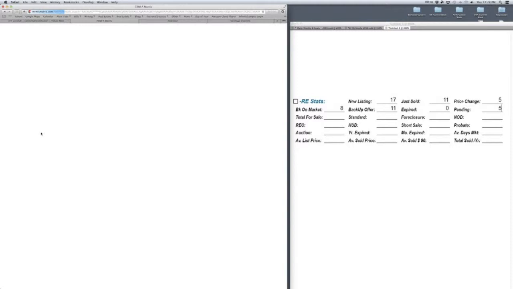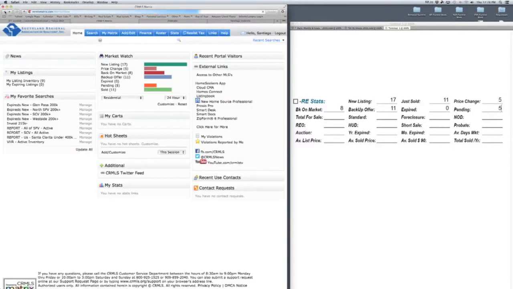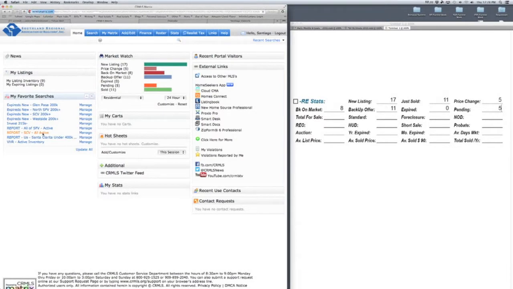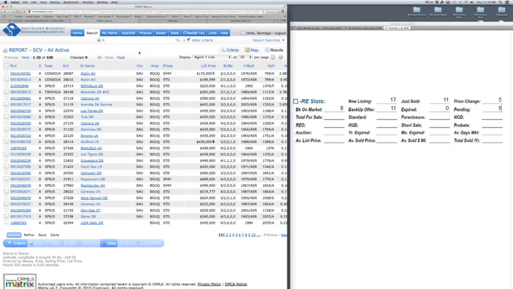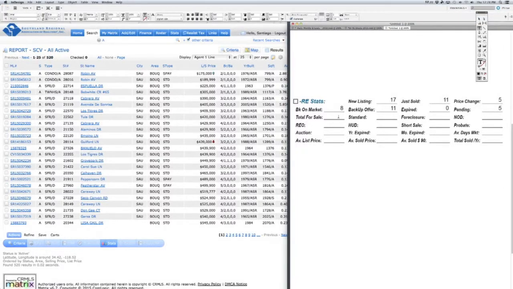And unfortunately, our internet's running a little slow apparently. Let's go ahead and try that again. Here we go. Okay, so we have our SCV all active here. As you can see here at the top left-hand corner, we have about 520 that are currently active for sale. So I'm going to go ahead and put that in, 520, okay?